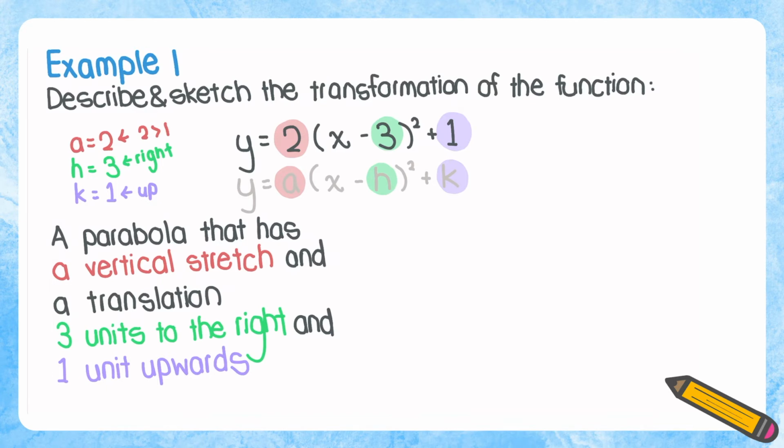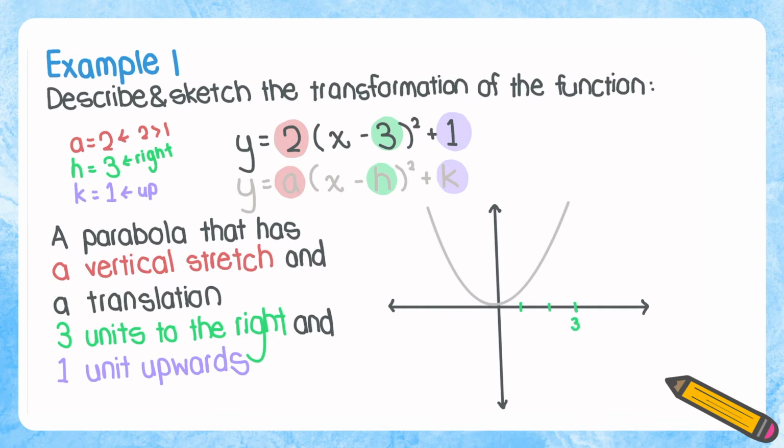Now let's provide the sketch. Remember, your sketch doesn't have to be exact. It's just more to get the general idea of what our parabola would look like. Here's our parent function, and we'd move 3 units to the right, 1 unit upwards. And remember, it's going to look narrower because we have a vertical stretch. So our parabola would look something like this.